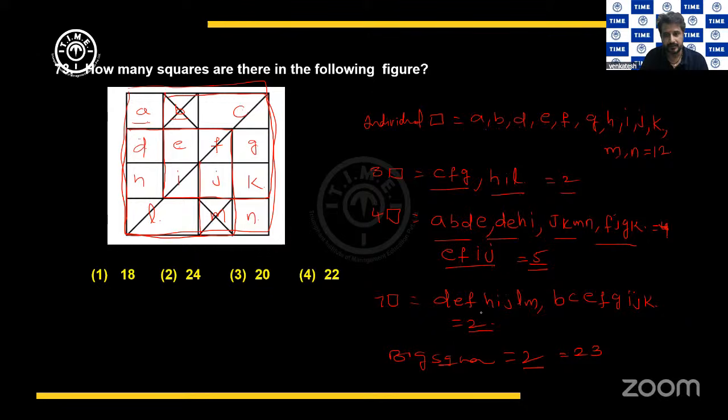Next, this is also taken. No, the bigger square is 1 only, right? I'm sorry, 1. So total 22. So choice 4. Okay. Now, next question.